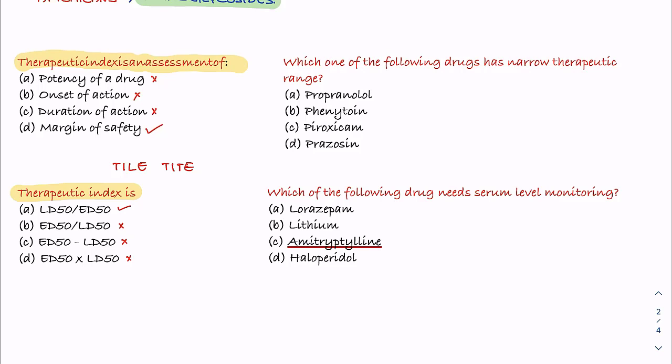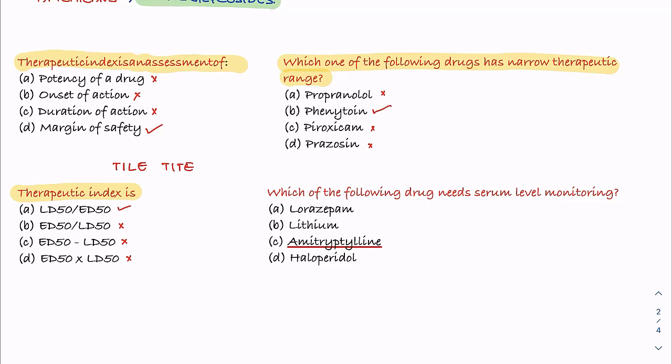Next question: which one of the following drugs has a narrow therapeutic index? As we discussed earlier, you are giving the warning to the Americans: warning, these drugs are lethal. Propranolol is safer, it has a wider therapeutic index. Even piroxicam and prazosin have a wider therapeutic index. The only drug among these options that fits a narrow therapeutic range, which requires therapeutic drug monitoring, is phenytoin, which is an anti-epileptic drug.